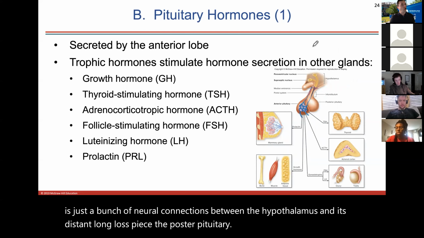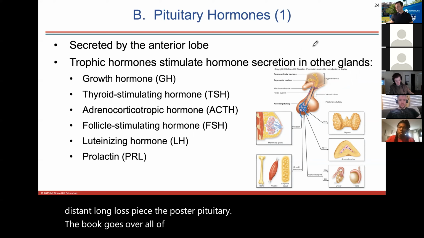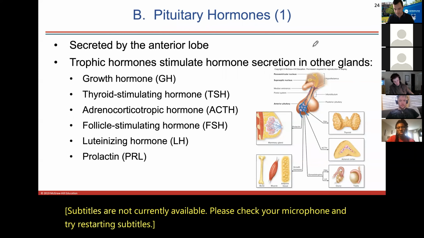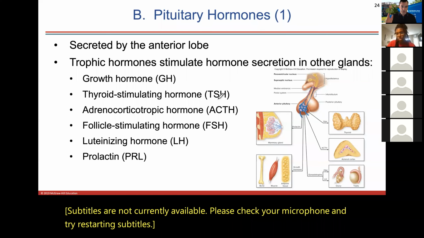The book goes over all of the functionality of all of these various hormones and their target tissue and their effects and how we can turn them off. And to be honest, I am not going to get into a whole lot of that. What I would like you to know, I'll highlight. So here are my hormones associated with the anterior pituitary gland. There's only two with the posterior pituitary, so you could probably remember those two and just tell yourself everybody else is the anterior.